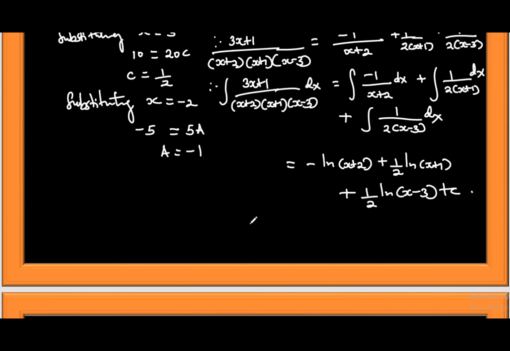So that becomes the integral of our expression, which was 3x plus 1 divided by x plus 2 into brackets x plus 1 into brackets x minus 3 with respect to x. There we are. And that is our second example, in addition to what we had in the previous case. Let me add one more example, which is simpler, but having some small technique that we need to understand.